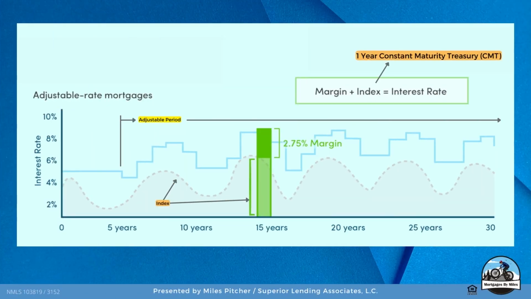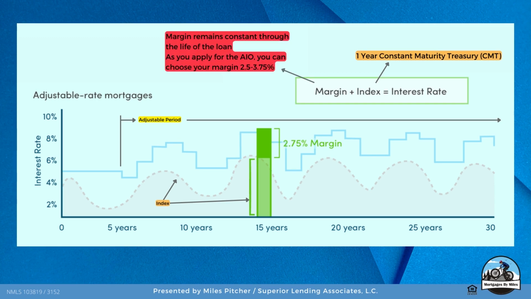We've talked about the index, the constant maturity treasury, and that is the piece that moves up and down every single month. It adjusts monthly. The piece that remains constant is the margin. So you take the margin plus your index, that gives you your interest rate. The margin range, you do have a choice. It can be anywhere from 2.5 up to 3.75 with an all-in-one loan.